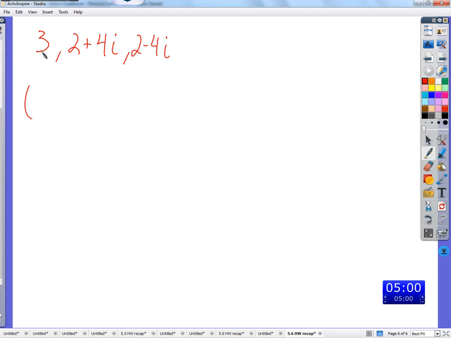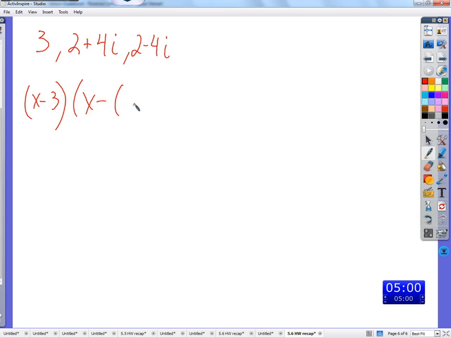Okay. All right. What factor does this come from? X minus 3. Okay. Now let's figure out what factors these came from. Maybe a little bit trickier to think of. Okay. Here's the half. I'm just going to reveal it.